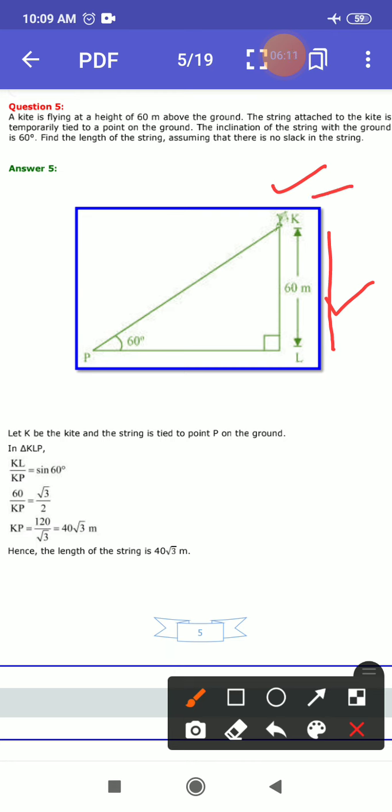The string is attached to the kite, and the string is temporarily tied to a point on the ground. This is the point where the string is attached tightly, and the angle the string makes with the ground is 60. So you have to find the length of the string. That means this value you have to find.